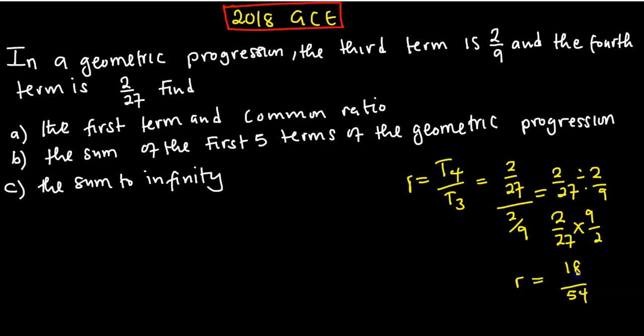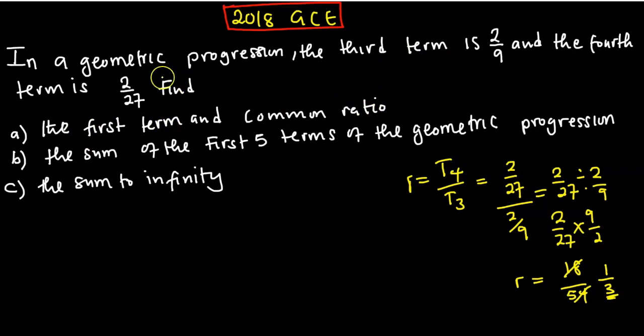So the common ratio is therefore 18 into 18 is 1, 18 into 54 is 3. So therefore the common ratio is 1 over 3. This is another way we can find the common ratio, if they are next to each other or consecutive. Now coming to the question, find the first term and the common ratio.